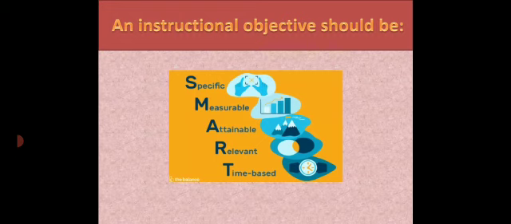Instructional objectives should depend on these five things only. It may be specific, measurable, attainable, relevant to the content, and time-based. These five things make up an instructional objective. Without these, the instructional objective is not effective.